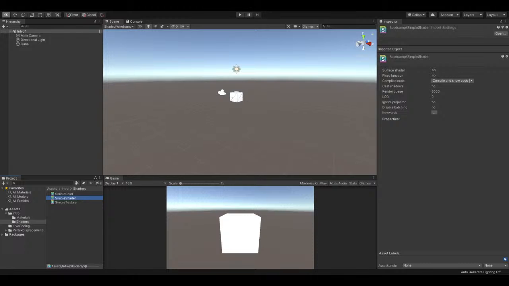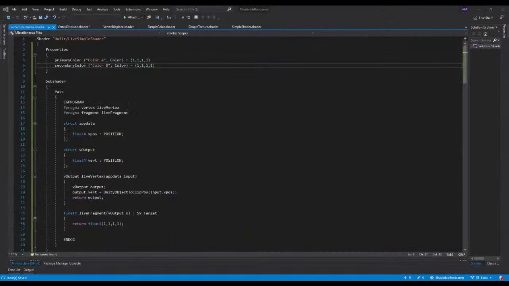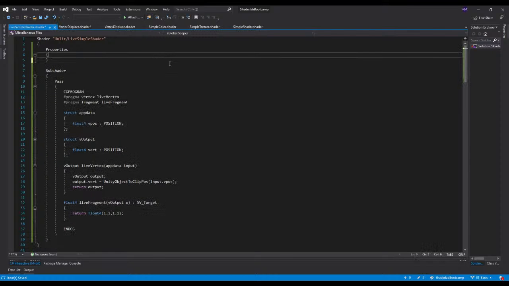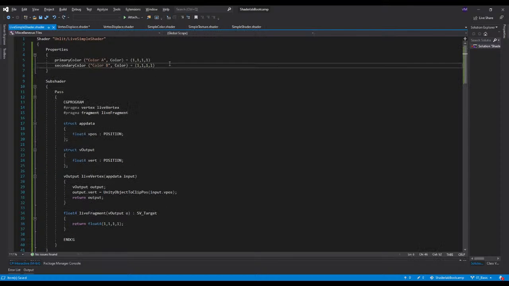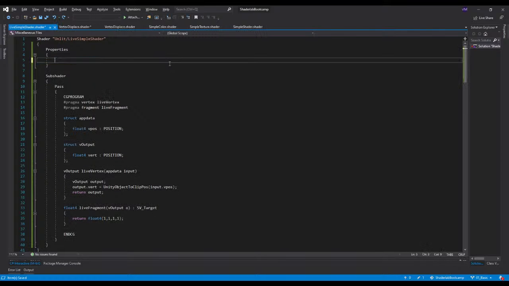Secondary color, color B. Now you quickly go to Unity. Okay, I was sharing the wrong screen. I'm so sorry. Let me go over that again. Basically, it's very simple. When we write our properties, we say the property name, which is color. Okay.